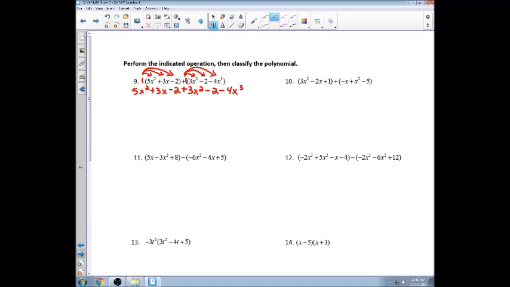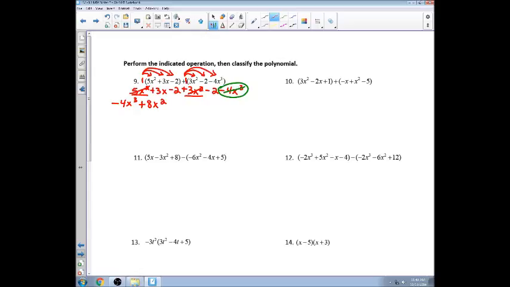Now, we need to go ahead and find our largest exponent. Our largest exponent is going to be x to the third. So my first term will be negative 4x to the third. There's nothing else that can go with that. So that would be our first term in our polynomial. Our next largest would be 5x squared. Is there another x squared? Yes, there is. It's 3x squared. So 5x squared plus 3x squared would be 8x squared.